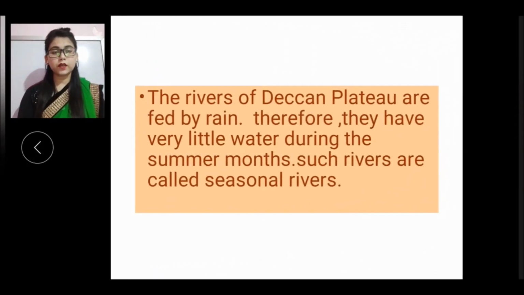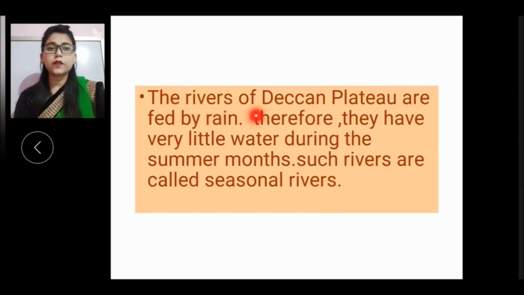Actually students, most of the rivers in the Deccan Plateau are fed by rain. They are not fed by melting snow. So students, they have very little water during summer. And sometimes if the rain is not good, they dry up during summer. So these are called seasonal rivers. Here also the same thing is written.